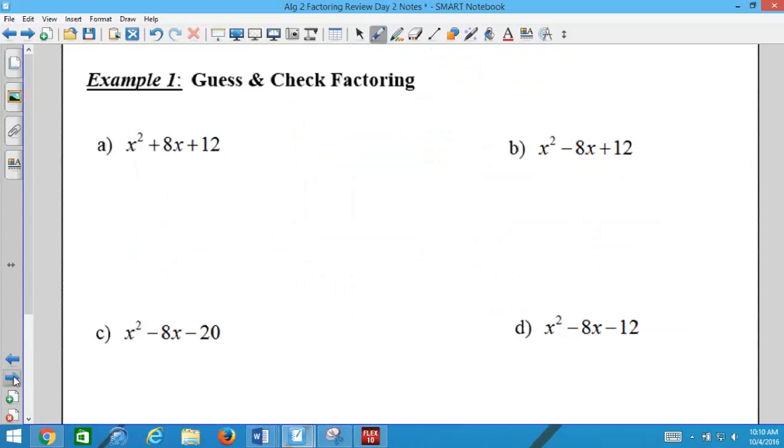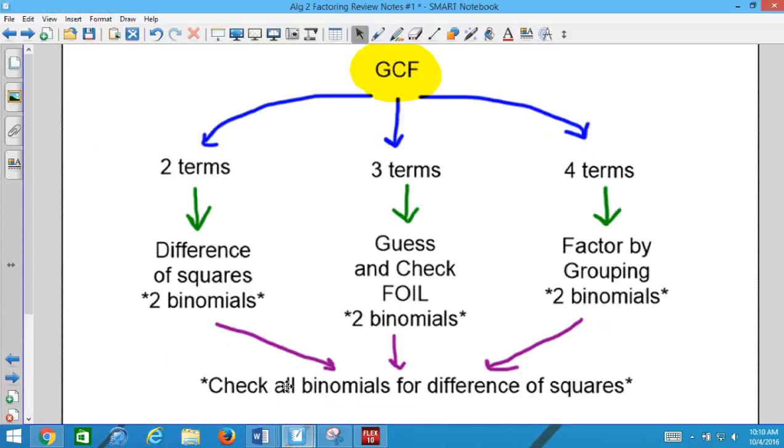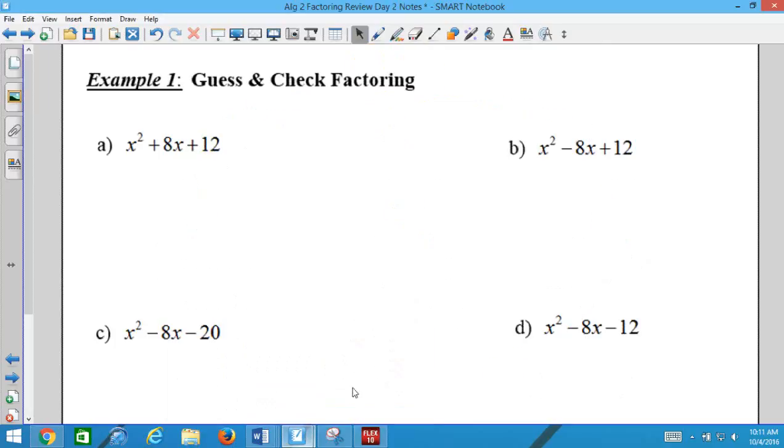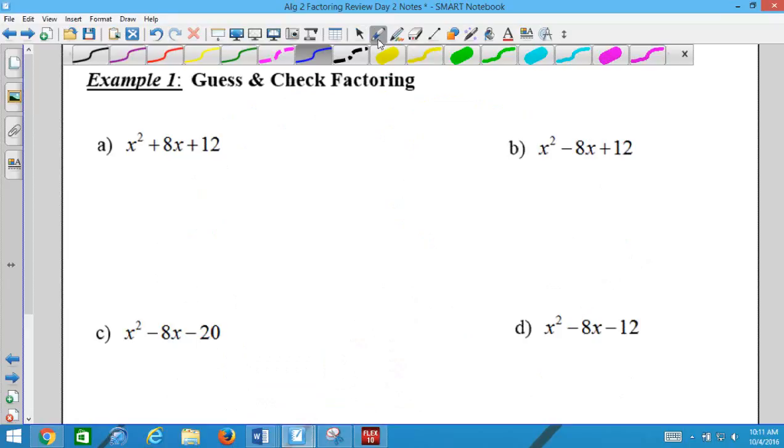Okay, number 1. What is our very, very, very first thing we always do for factoring? GCF. What is the first thing we do for factoring? Right, we need to look to see if we can take out a GCF. So number 1, or A, is there a GCF? No. Other than 1. 1 we don't bother with.